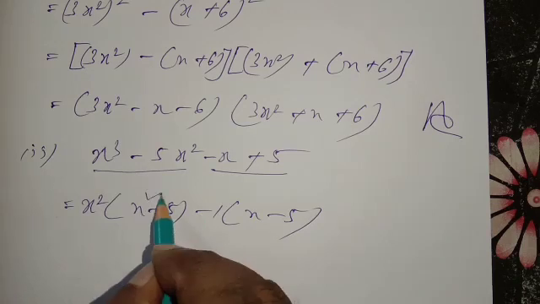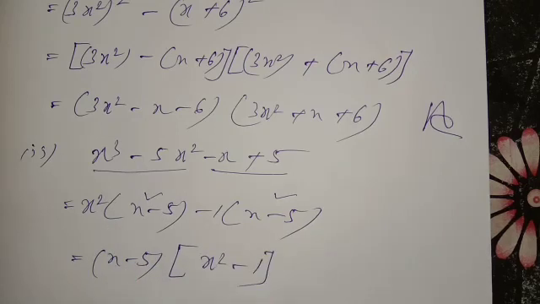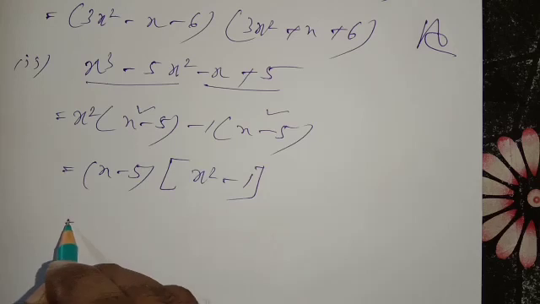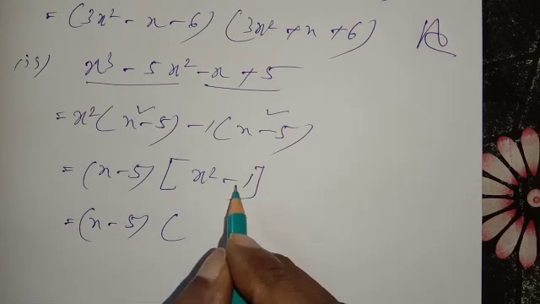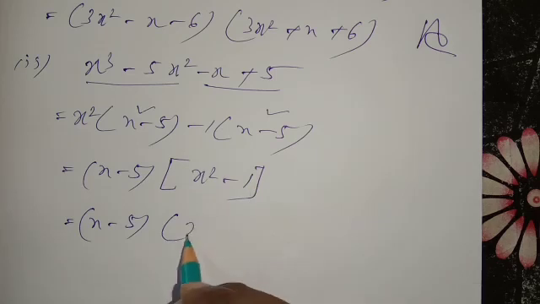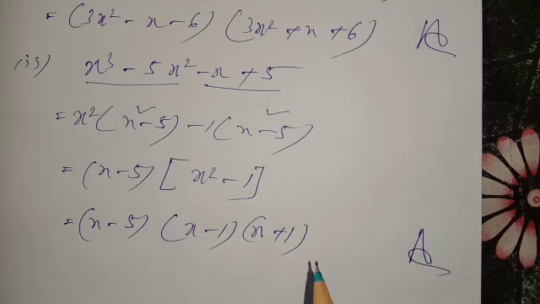Now you see x minus 5 can be taken common. Take it outside. After taking x minus 5 common, x square minus 1 is left. Again it can be factorized. This is x minus 5 whole into x square minus 1, and x square minus 1 means x minus 1 into x plus 1, using the a square minus b square formula. 11 second part is complete.